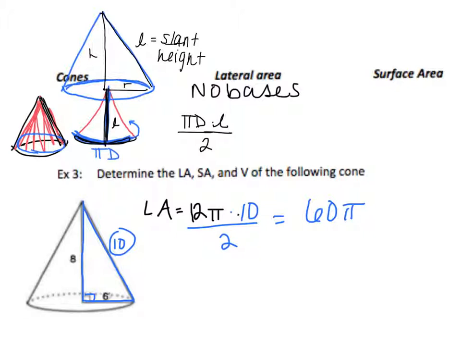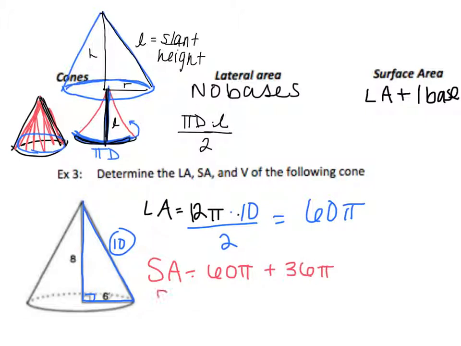Your surface area is then going to be your lateral area plus 1 base, okay, because there is only 1 base in a cone. So surface area is going to equal your lateral area of 60 pi plus the area of 1 base, 36 pi. So your total is going to be 96 pi.